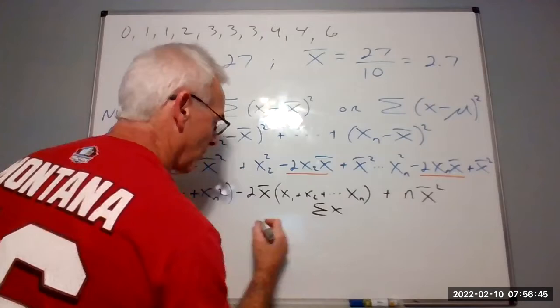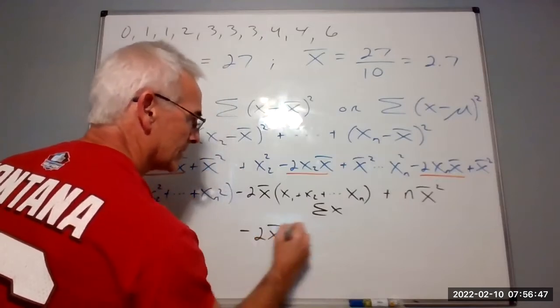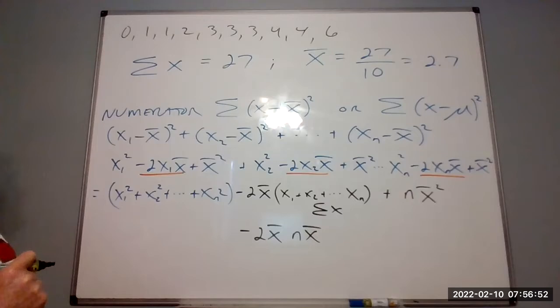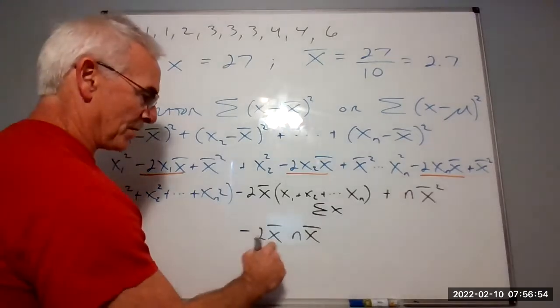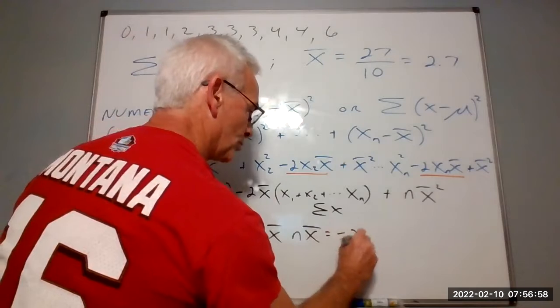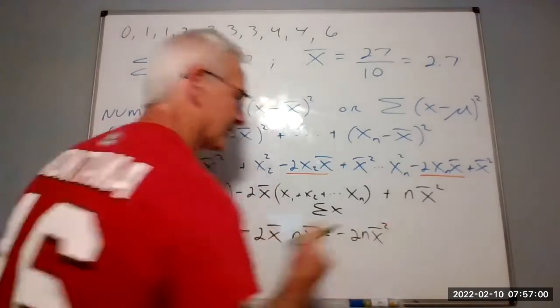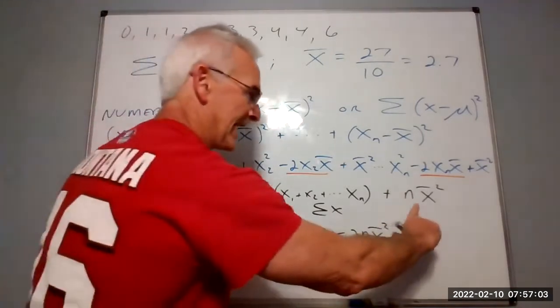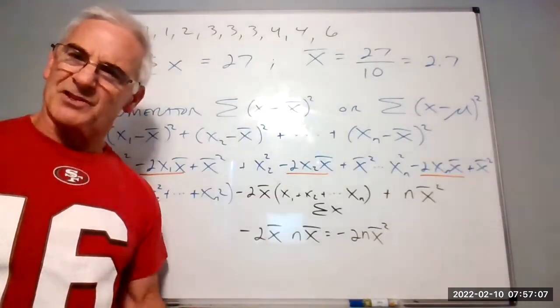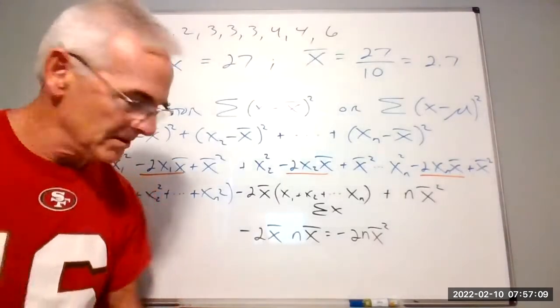So that means this quantity right here is N times X bar. I have 2 times X bar times N times X bar, so that would be negative 2N times X bar squared. But then I'm going to add. So if I have negative 2 of something plus 1 of something, that's just the same as minus that thing.